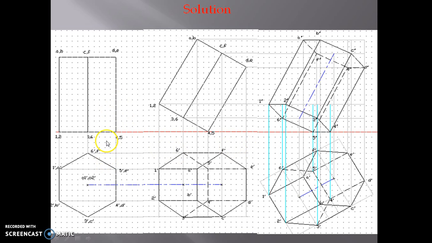In the first stage, assume the prism is entirely resting on its base with the axis vertical, and then complete the projections. Then draw the projections and obtain the projections in the second stage and third stage by rotating the views and complete the solution. Thank you.